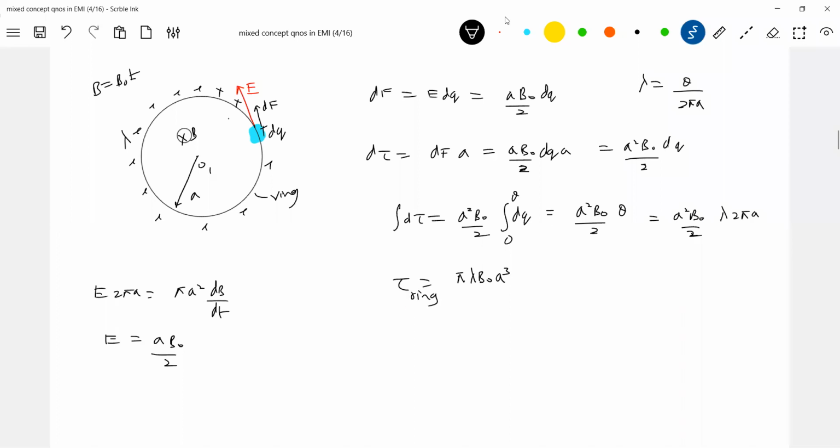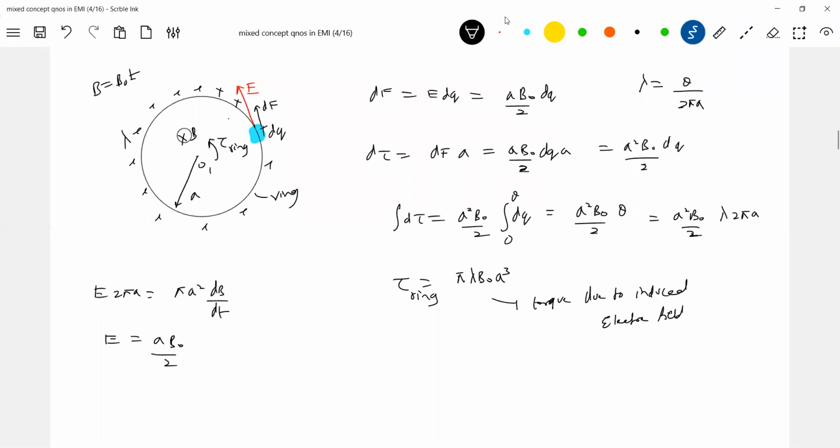In what direction? What is the sense of this torque? It will be like this. Is it okay? That is the torque due to the induced electric field. Okay, fine now. So any questions will come now.